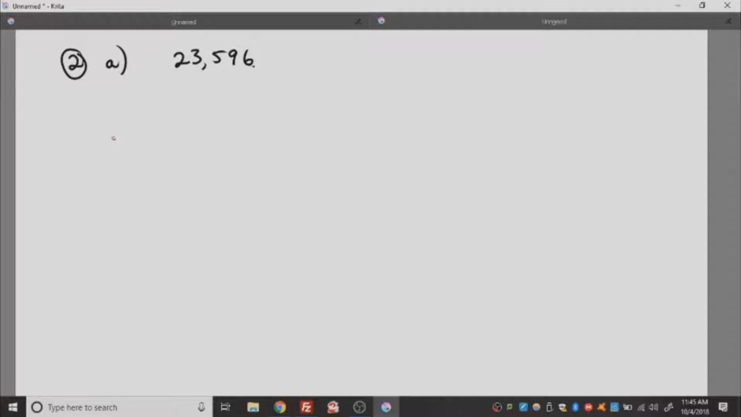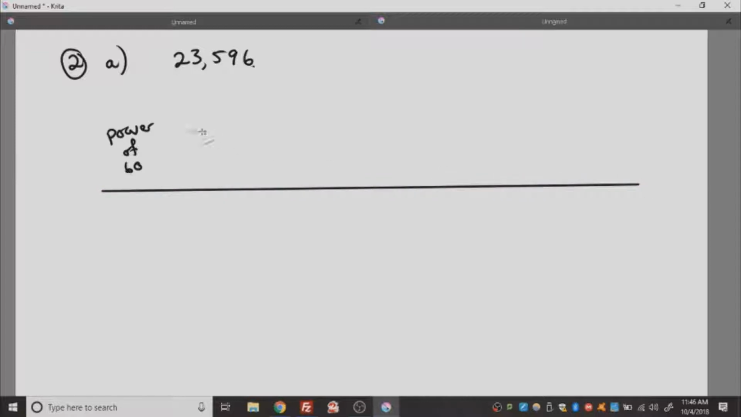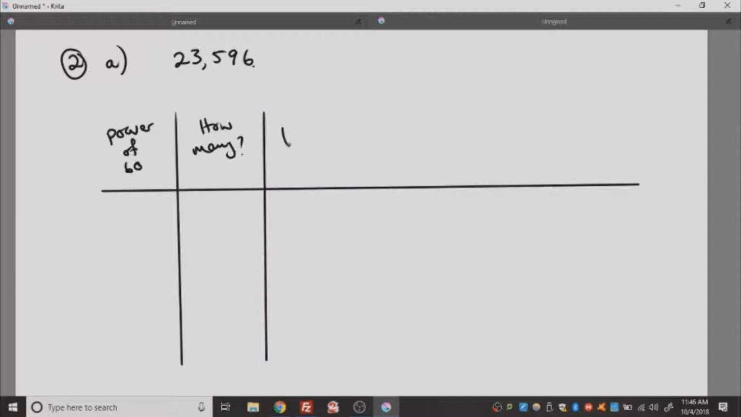So I'm going to make a little table. I'm going to look at the specific power of 60. Then how many, or the number of groups. Then what have I used? Then what is left? And that's it.